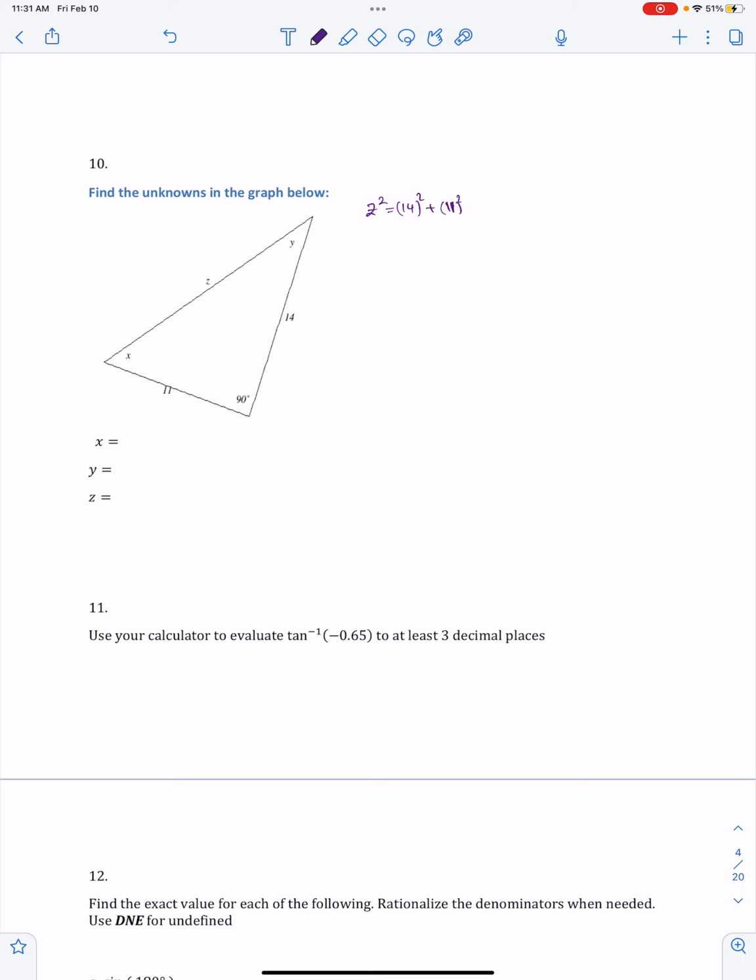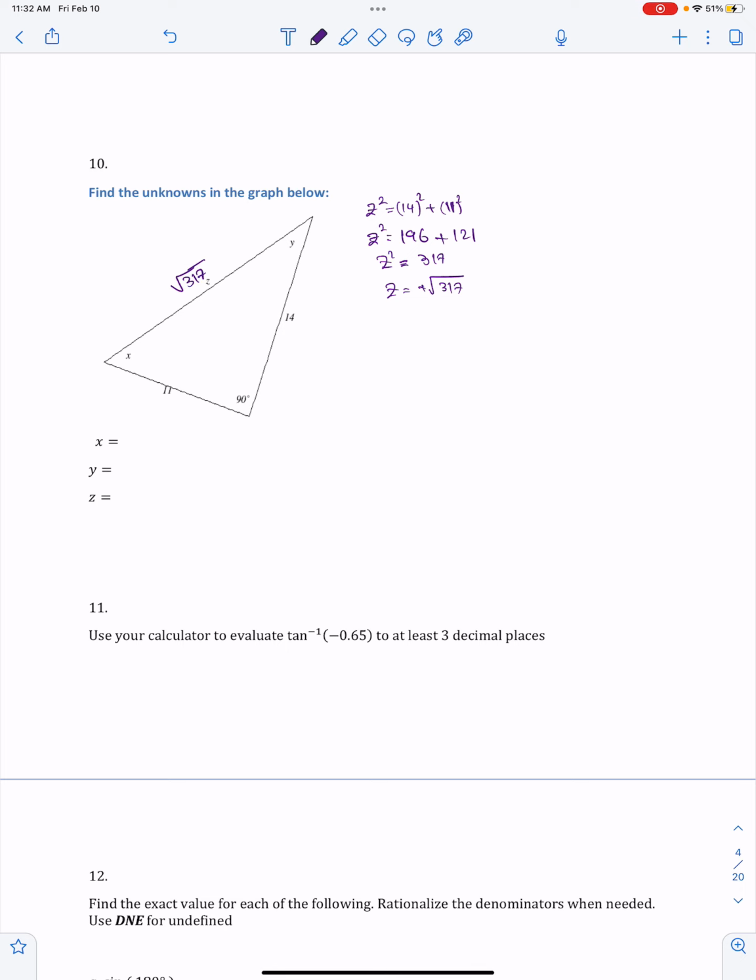So for this question, you will need to use a calculator. You cannot do it without a calculator. So now z squared is equal to 14 squared, which is 196, plus 11 squared, 121. When you add them together, you get 317. So z squared is equal to 317. Z is equal to the positive square root of 317. I can just leave it like that, and I can say this is square root of 317.